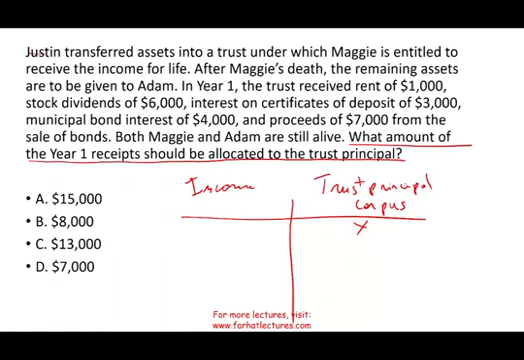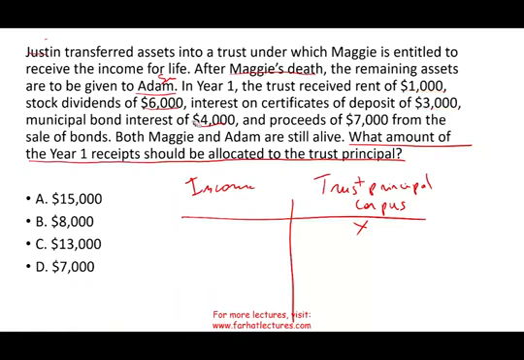Justin transferred an asset into a trust under which Maggie is entitled to receive income for life. Think of this as husband and wife, Justin and Maggie, and Justin transferred the asset. After Maggie's death, the remaining asset goes to Adam. Think of Adam as their son. In year one, the trust received rent of $1,000, stock dividend of $6,000, interest on the certificate of deposit of $3,000, municipal bond interest of $4,000, and proceeds of $7,000 from the sale of a bond.